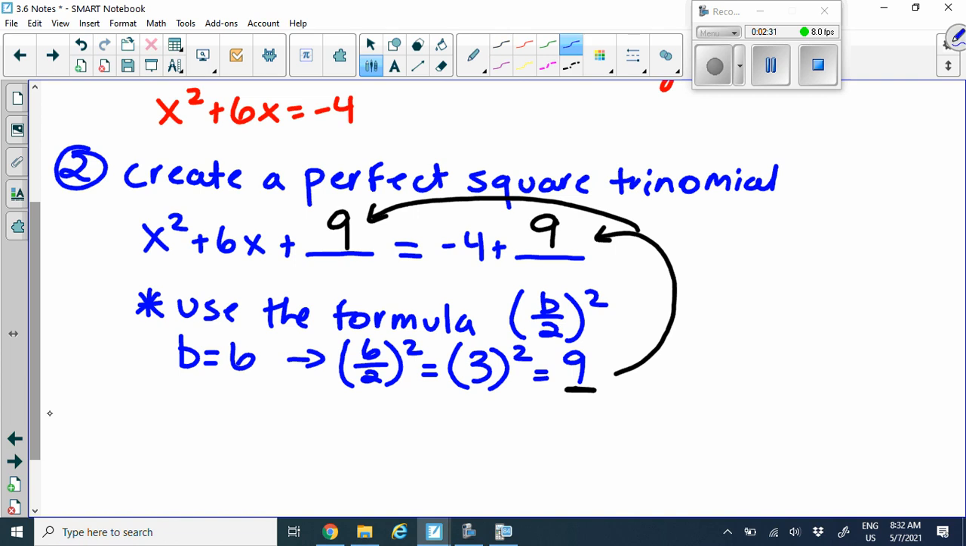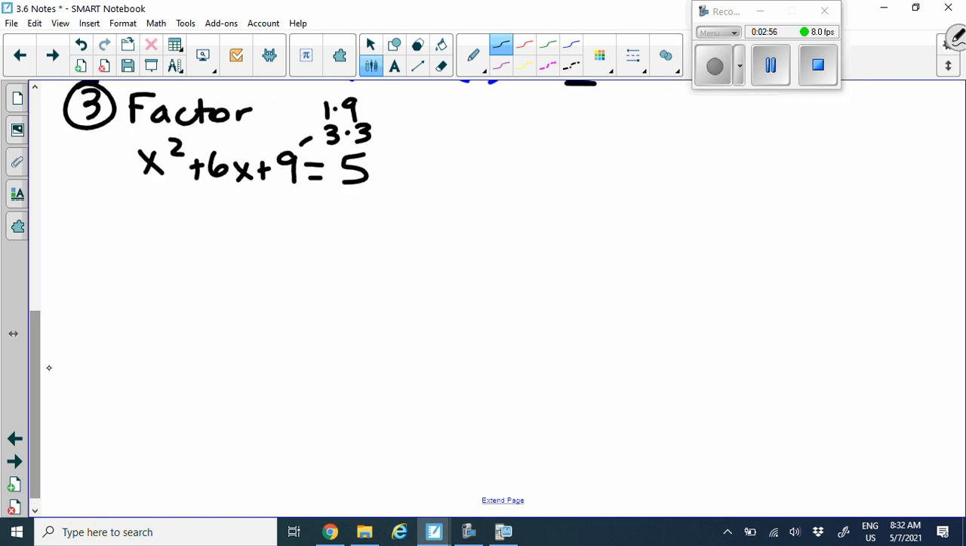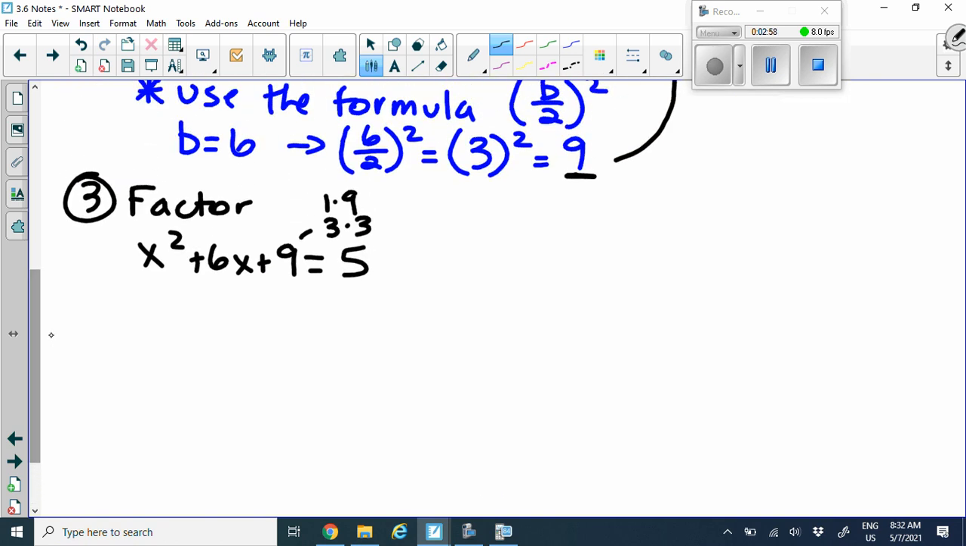Okay. Now, my next step that I'm going to do is I'm going to factor. Okay, so I have x squared plus 6x plus 9 equals, I'm going to go ahead and do -4 plus 9. That gives me 5. Okay. And then from here, I need to factor. So I'm going to list all the numbers that multiply to 9. We got 1 and 9, 3 and 3. Now, which pair will add up to our middle term of 6x? Well, it's going to be the 3 and 3.